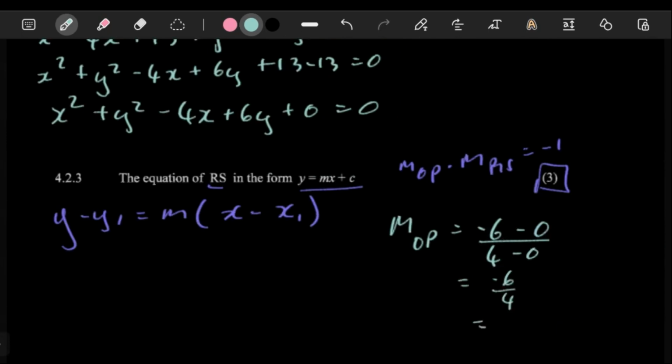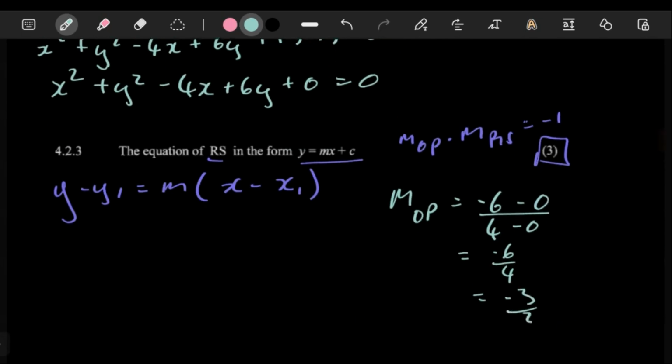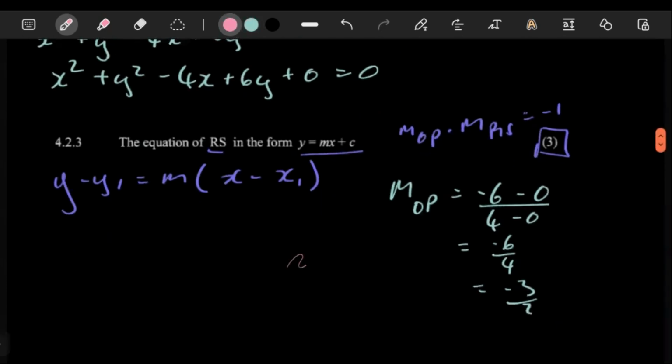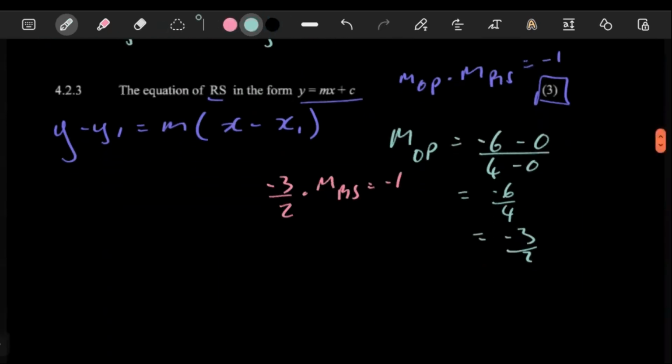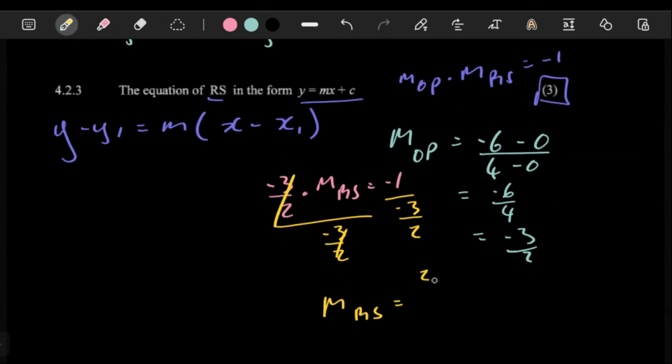I was like, I'm going to use the calculator, and yes, I'm literally using it. Even though my brain is screaming out the answer, there's something nice and safe about using a calculator, you know? So this is the gradient of OP. So already now you know that the -3/2, if you multiply it by the gradient of RS, it's going to be -1. Since you want the gradient of RS on its own, you're going to divide by -3/2 on both sides. Then the gradient of RS is just going to be 2/3. In your calculator, you will get it.